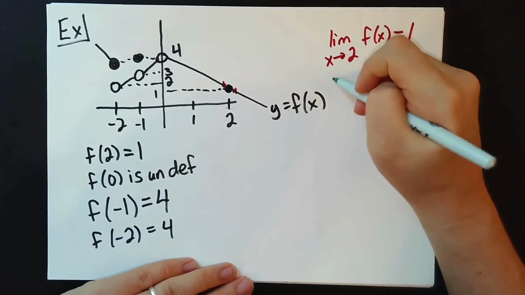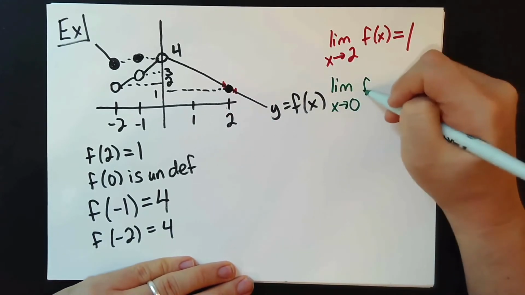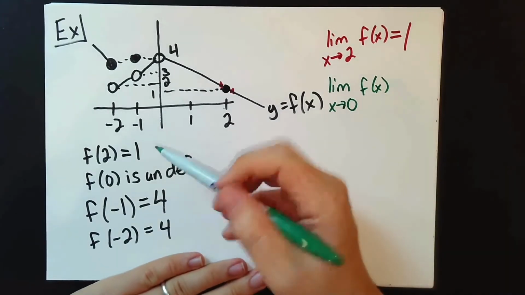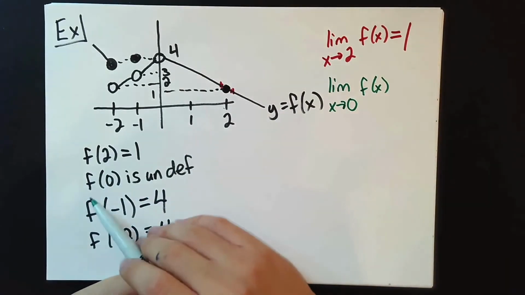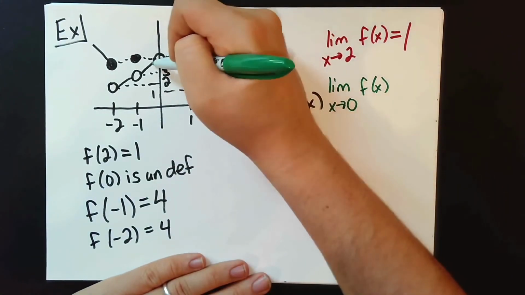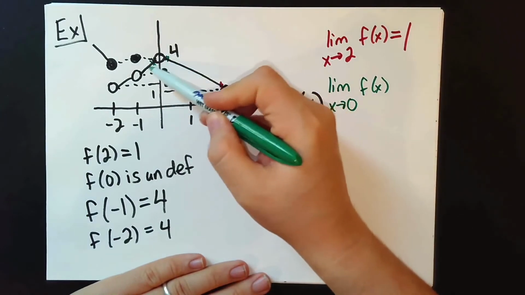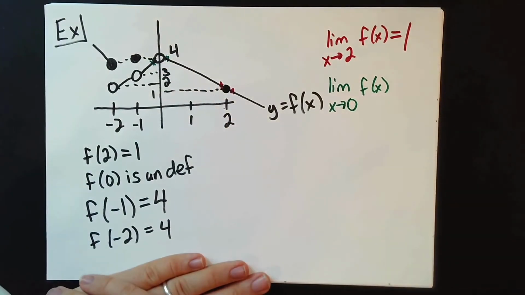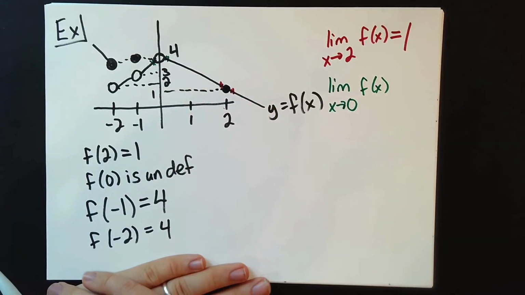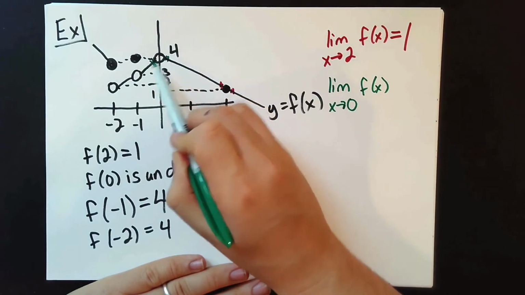Now, what about the limit as x goes to 0 of f of x? So again, now this is talking about inputs that are near 0 but not equal to 0. So we're looking at outputs, again, a little to the left or a little to the right of 0. And if I go a little to the left or a little to the right of 0, what do I end up getting? I end up getting something near 4.